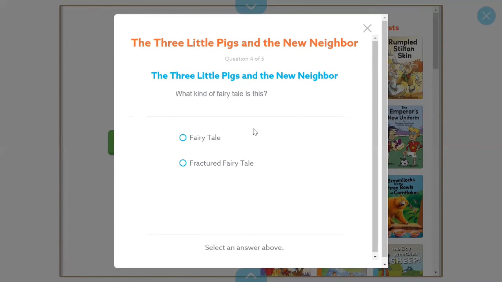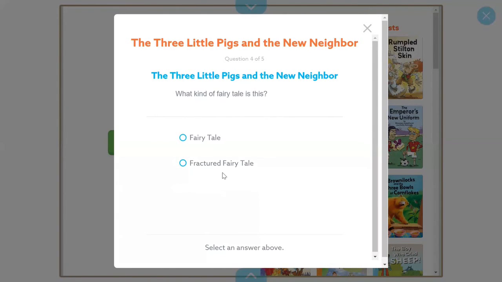What kind of fairy tale is this? Remember I said it kind of at the beginning and at the end? Not a fairy tale, but it was a fractured fairy tale, right? There was a little twist to it. What was different about this book and the original Three Little Pigs? Do you know? Did you figure that out?